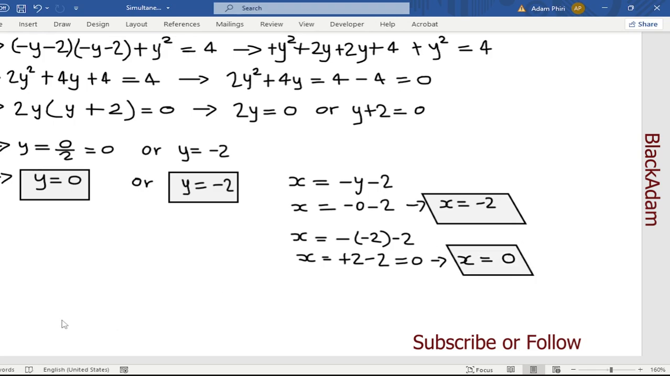So those are the answers we have. As you can see, those are the answers. So our answer would be y is equal to 0, or y is equal to negative 2, and then x is equal to negative 2, or x is equal to 0.